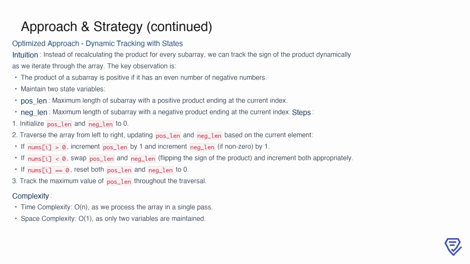This approach is highly efficient, operating in O(n) time since we make a single pass through the array, and it has a space complexity of O(1), relying only on two variables.